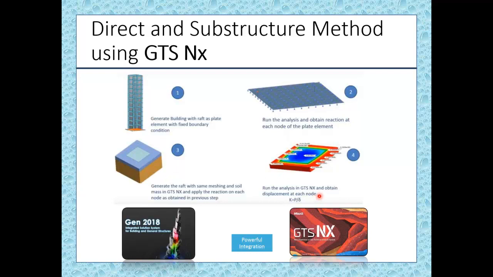All right, so we have got the loads on our foundation, and then we go ahead and run the analysis in GTS NX, and then we obtain the displacement at each node of the raft, and we find out in that way the modulus of subgrade reaction using pressure upon the settlement values, and then this is further given to the structural engineers and simulated as soil springs in Gen. All right, so this is the substructure method. Now for the direct method, I'll be going directly to the Midas Gen program and showing how we can do it.